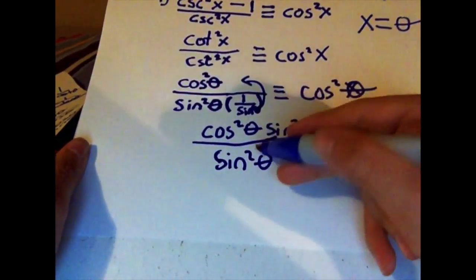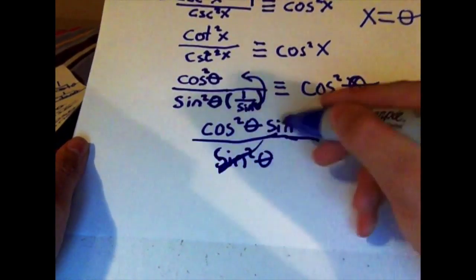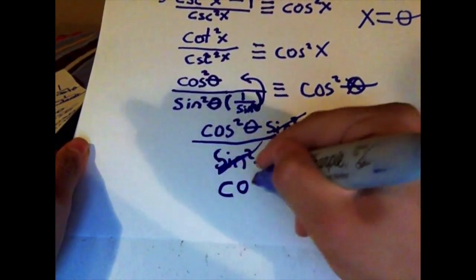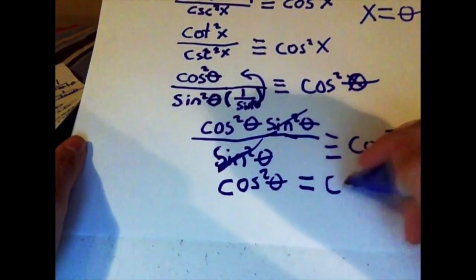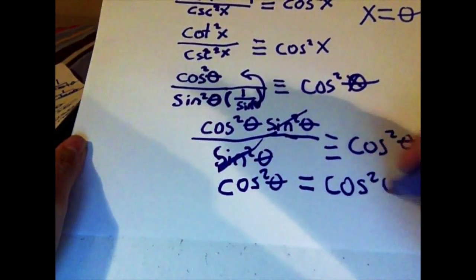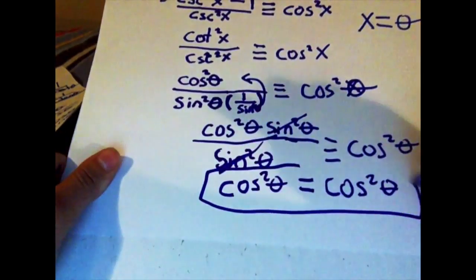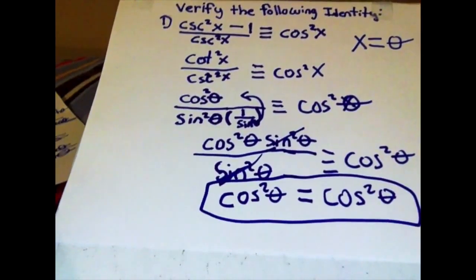Now, what happens when you have the same value in the numerator and denominator? It cancels out. So we're left with cosine squared delta is equal to cosine squared delta, or x. And that is how you solve trigonometric identities. Verify.